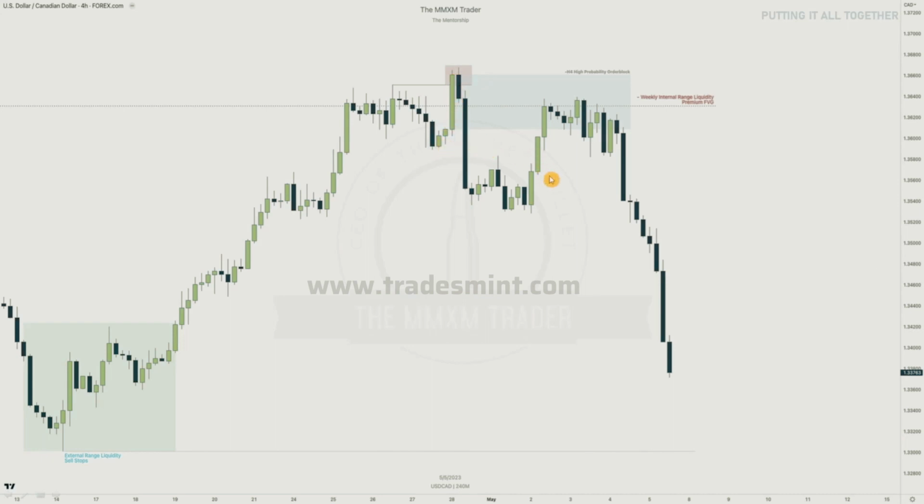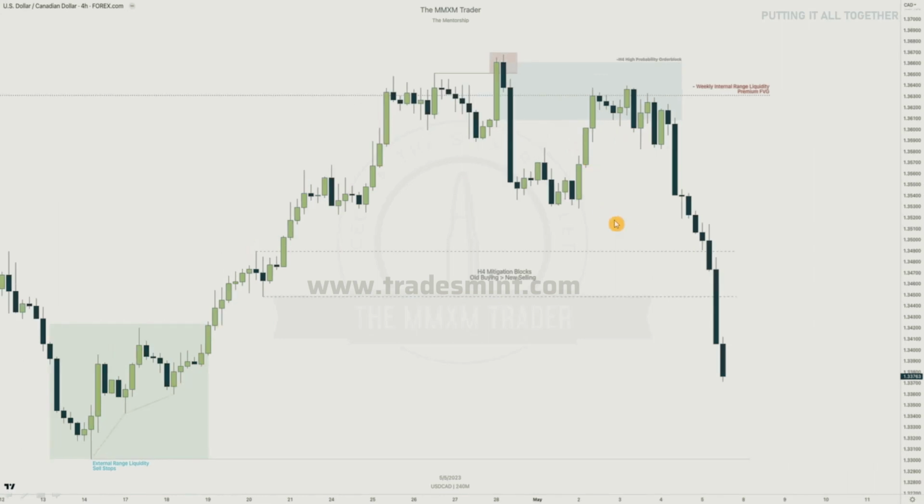You can go back to the core concepts about order blocks, and we use this same example right over here. So we've got a 4-hour mitigation block here. Why is this a mitigation block? Because this was a prior bullish order block. So we can use this old area of buying into our new area of selling, and that's where we can find another opportunity if we dive into the lower time frame.